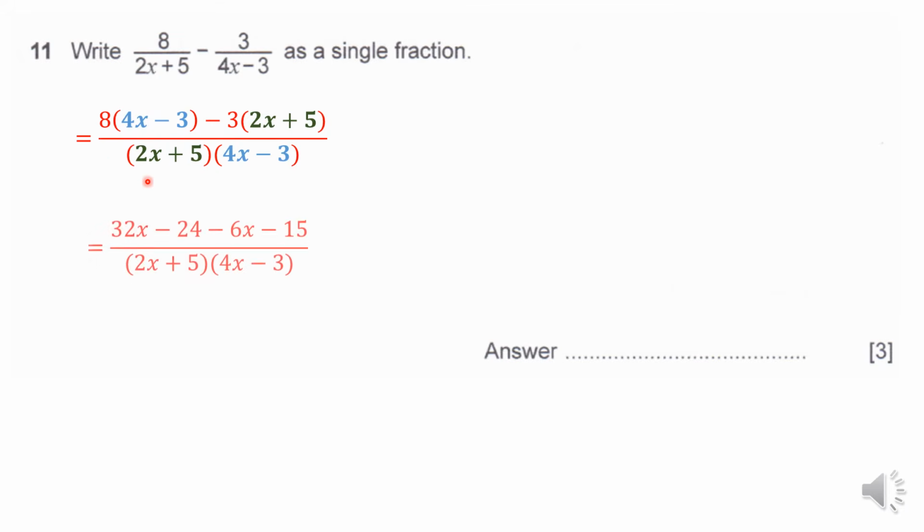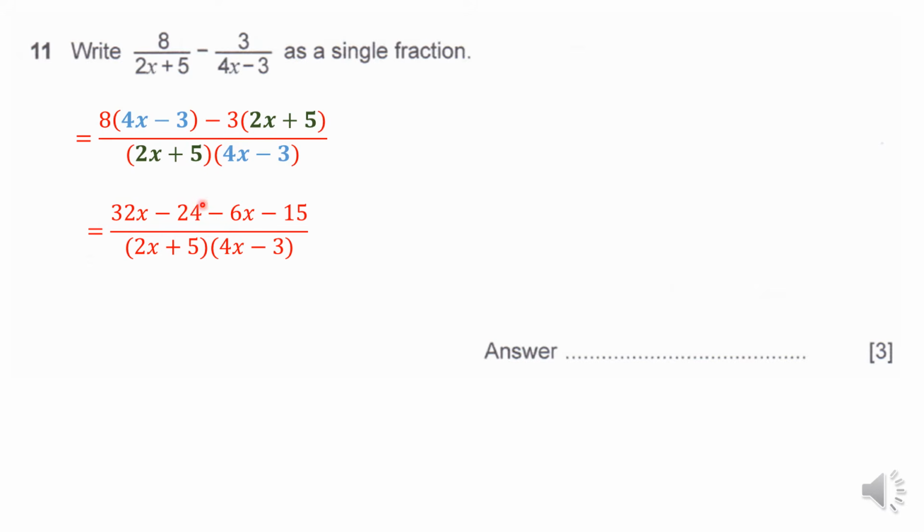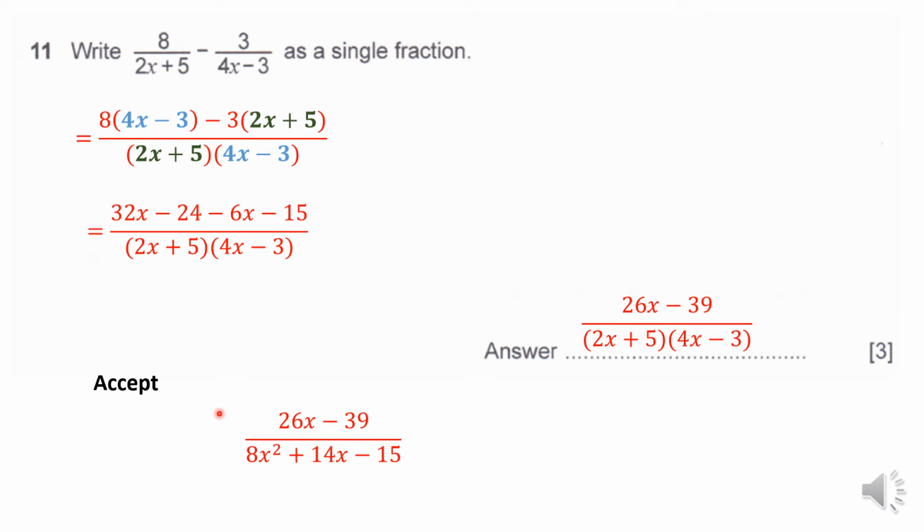So 8 times 4x gives you 32x, 8 times negative 3 is negative 24. Careful with a negative times 2, negative 3 times 2x is negative 6x, but negative 3 times positive 5 gives you negative 15. Now, before you continue, you can clear out whatever you have there. Now, when you clear out, you see the negative 24, negative 15 will give you negative 39. So this answer here, as far as it is up to there, is 100% correct. No need to continue like what some students will do.